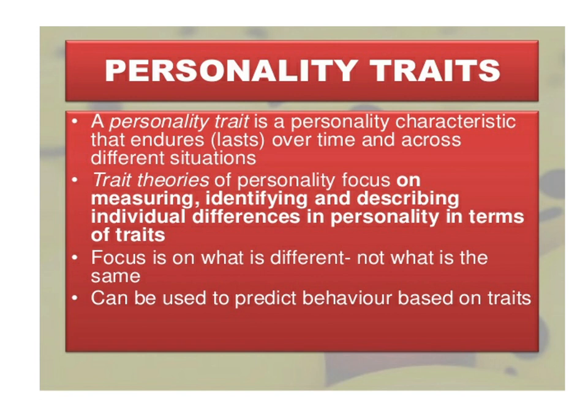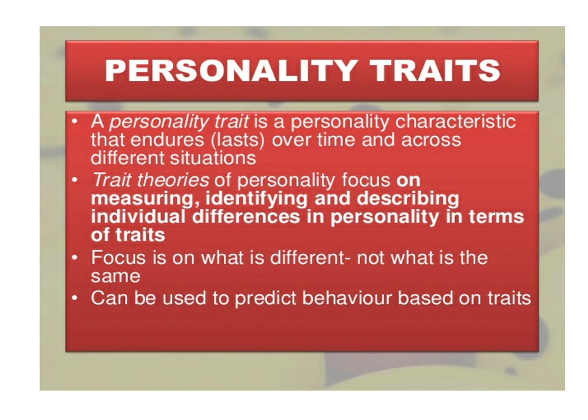The focus is on what is different and not what is the same. It can be used to predict human behavior based on the traits. Now, it is important to note that each of the primary traits represents a range between two extremes. For example, extroversion represents a continuum between extreme extroversion and extreme introversion. In the real world, most people lie somewhere in between.